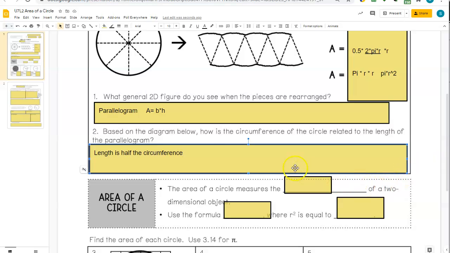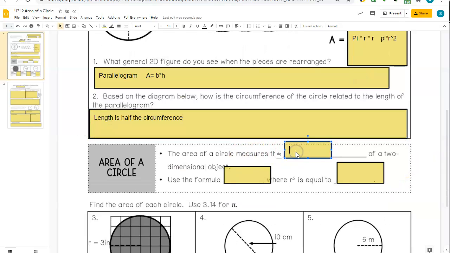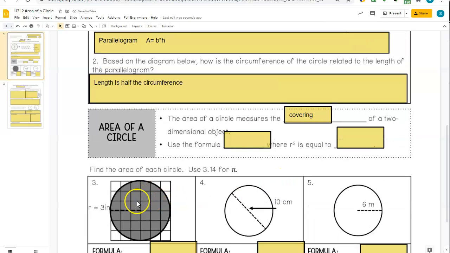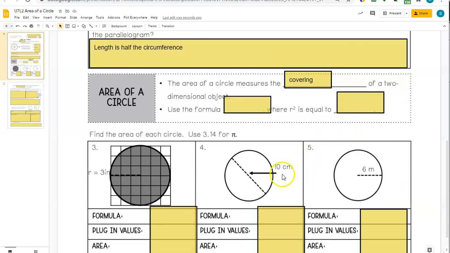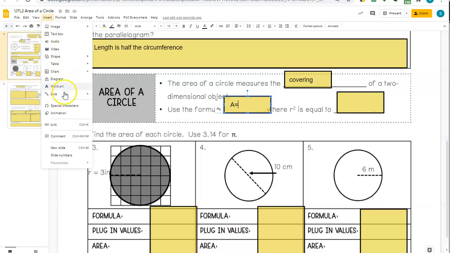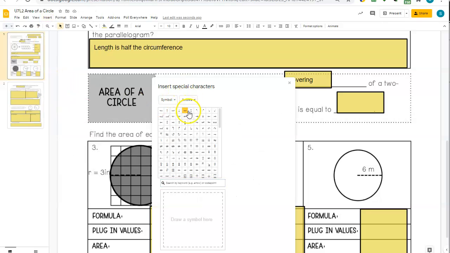Now, the area, as you recall, of a circle measures the covering of a two-dimensional object. So here you can see the little squares, and we could count basically how many squares it takes, or we can use the formula. You'll notice the formula is based on the radius. So if you don't know the radius, you have to find the radius. Alright, now we're going to use our formula, and it's A equals, now I'm going to insert that special character, just because it's probably good for us to have it.